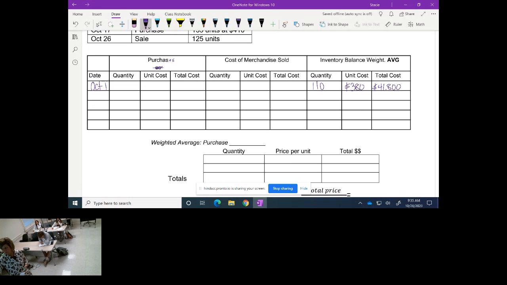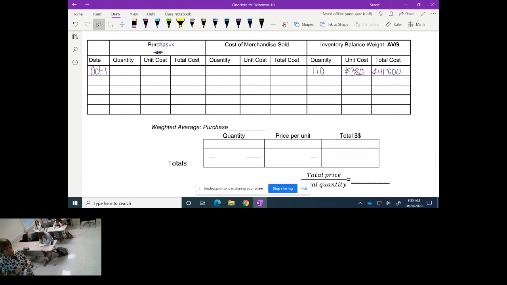Let's see here. All right, so we've got 41.8 in inventory right now. Okay, so October 8th, we have a sale of 75 units. So again, this first sale is always going to be the easiest one, because there's nothing to choose from. So 28.5. Okay, and that leaves us with 35 units at 380 and 13.3 in inventory.